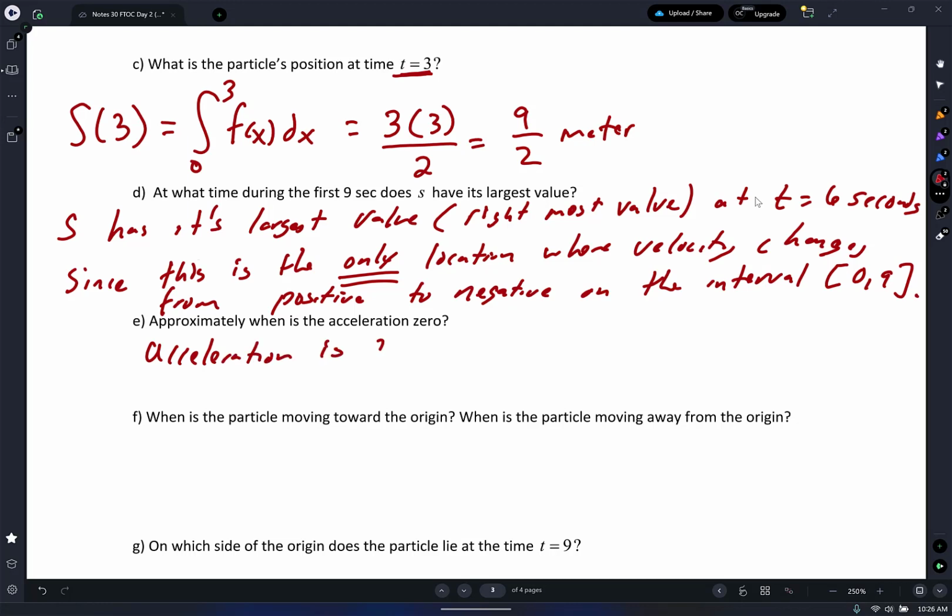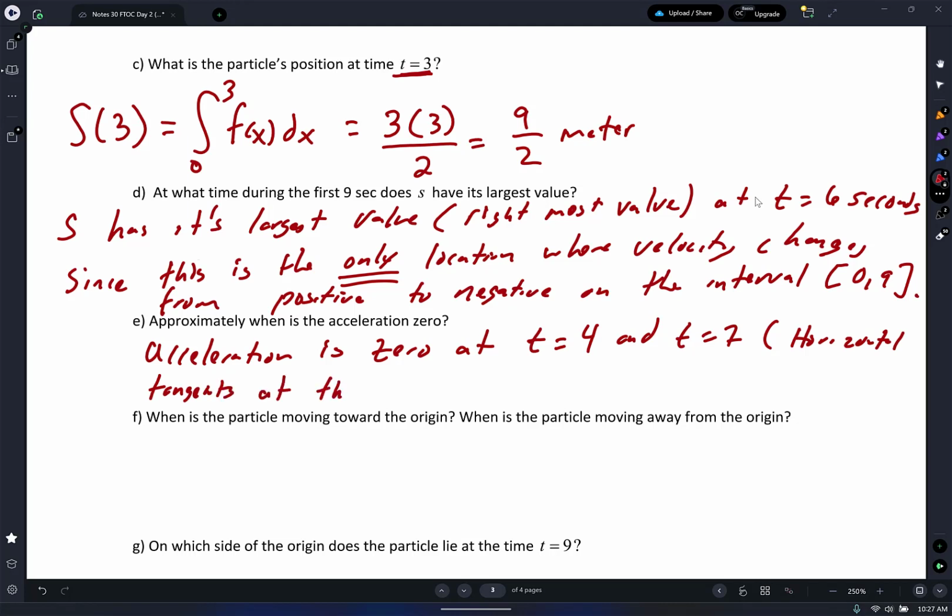Acceleration is 0 at t equals 4 and t equals 7. And I'm going to put in parentheses, it doesn't just look, it is, horizontal tangents at those t-values on the velocity-time graph. Perfect.